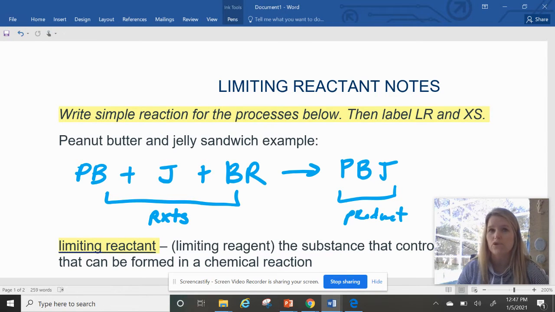Now, if it was just me, it would probably be peanut butter because I love peanut butter, so I'm going to put a lot on there. I'm going to eat peanut butter while I'm making it. It's not just going to go on my sandwich. But I think most people, their limiting reactant is the bread.